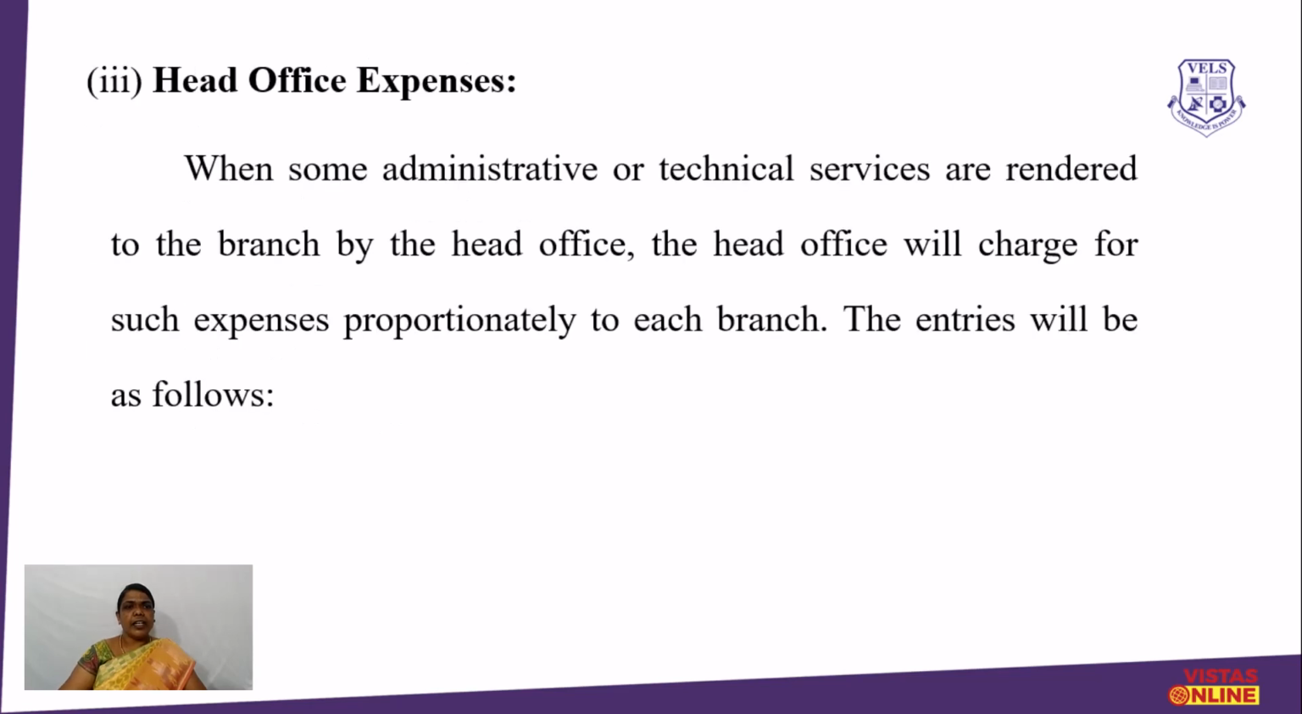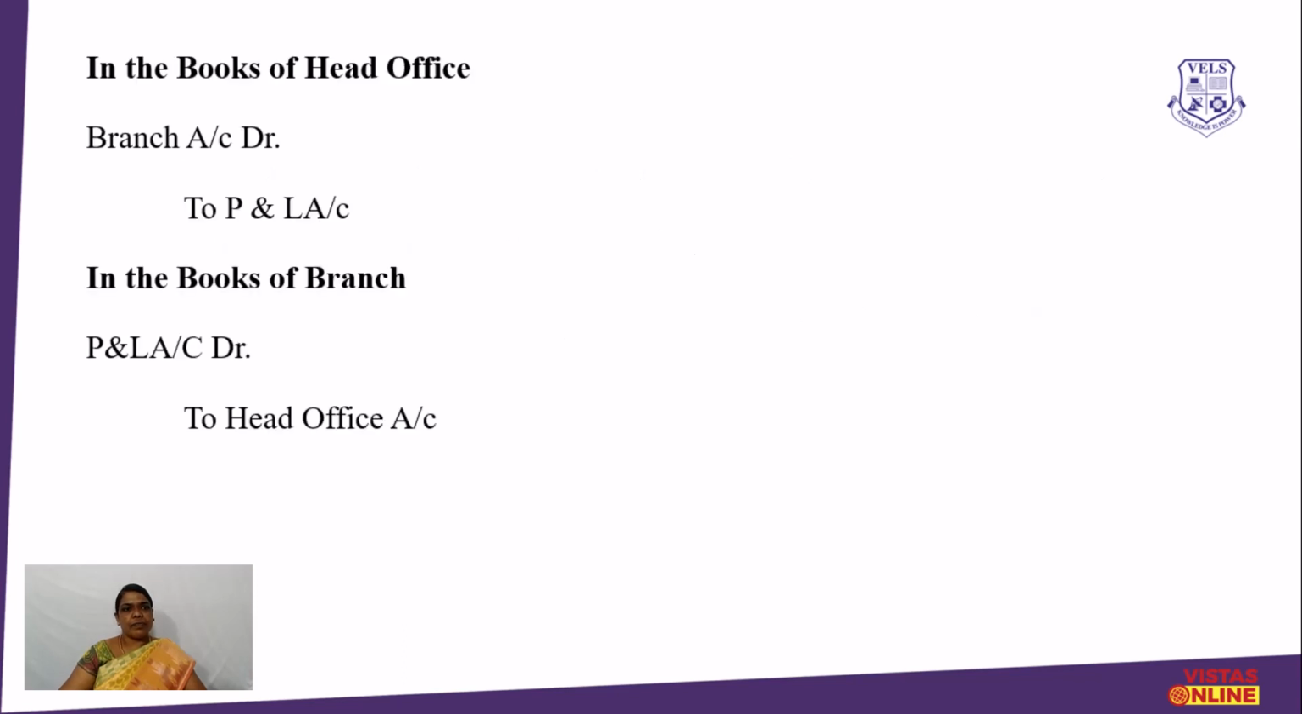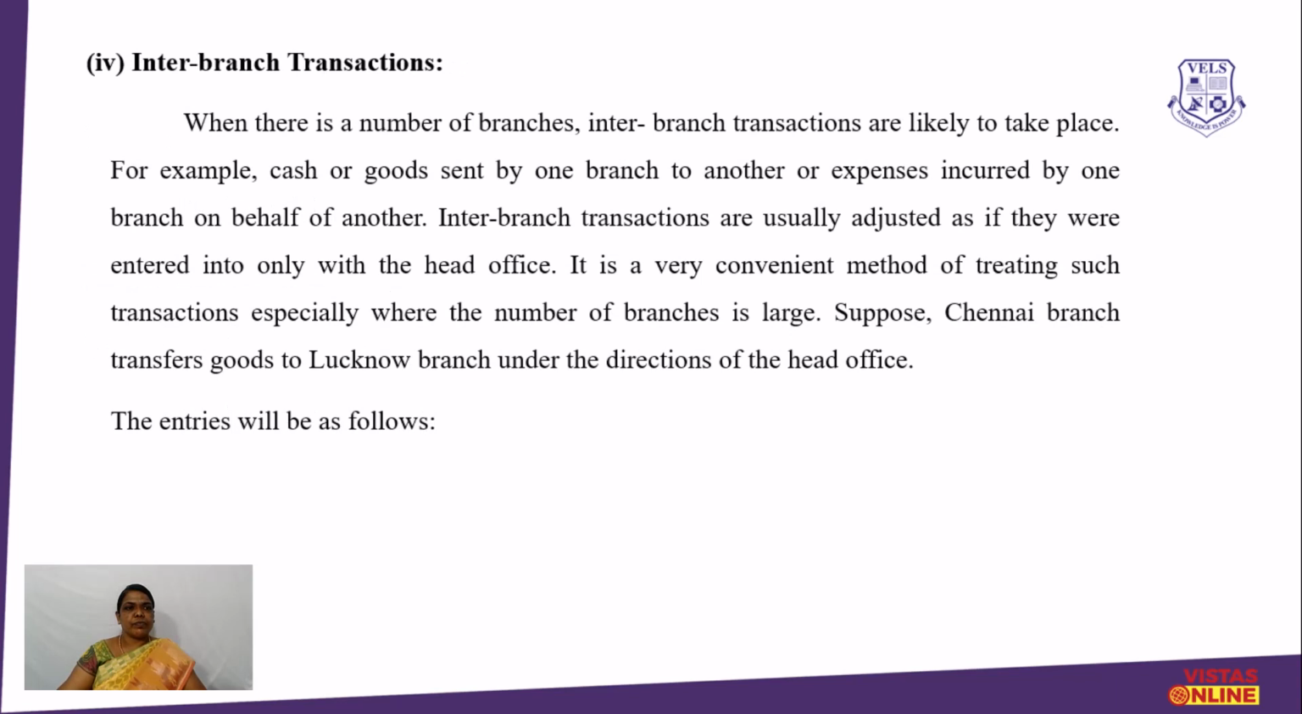Then the next heading, head office expenses. When some administrative or technical services are rendered to the branch by the head office, the head office will charge some of the expenses proportionately to each branch. The entries will be as follows. In the books of head office, what is the journal entry? Branch account debtor to profit and loss account. But in the case of branch office books, the journal entry is profit and loss account debtor to head office account.